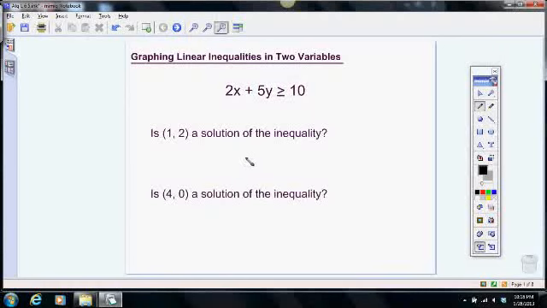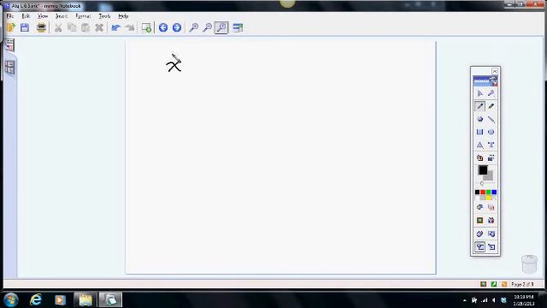Graphing linear inequalities in two variables, it's really important to understand what an inequality means. For example, a long time ago we learned to solve a simple equation, x plus 3 equals 5. Well, we know that x equals 2. That means the only number that we can substitute in for x is 2 to make it true.